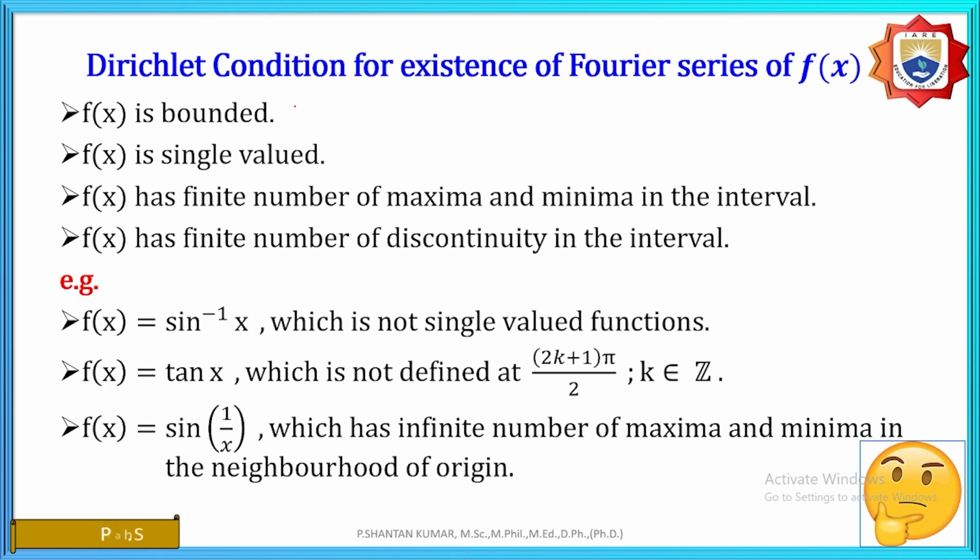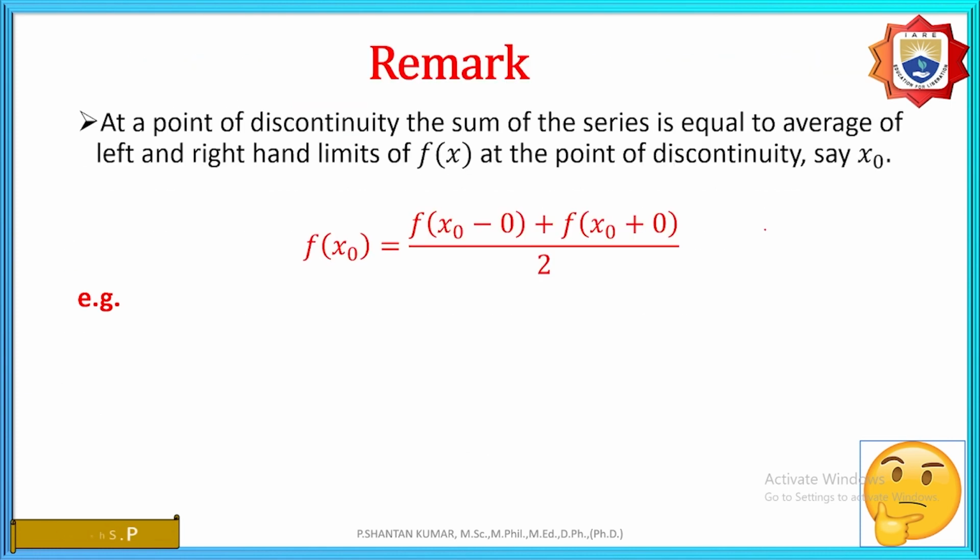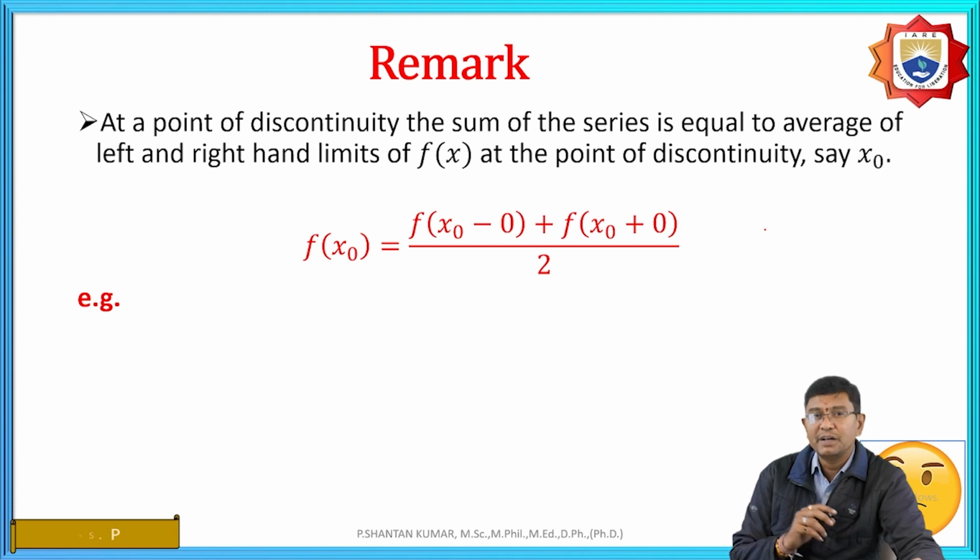These are the conditions to remember: the function is bounded, single valued, has a finite number of maxima and minima in the interval, and has a finite number of discontinuities in the interval. If these conditions are satisfied, then the Dirichlet conditions are satisfied. Next, whenever the function is discontinuous at a particular limit, when you substitute it into the given function, if it is not continuous, then the function does not exist.